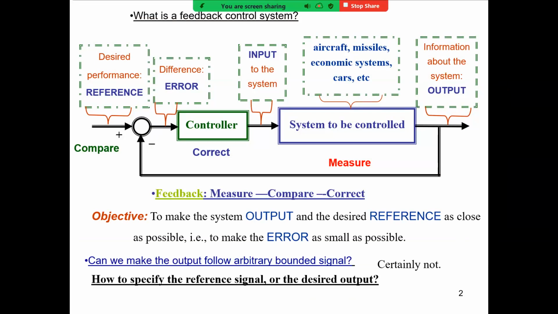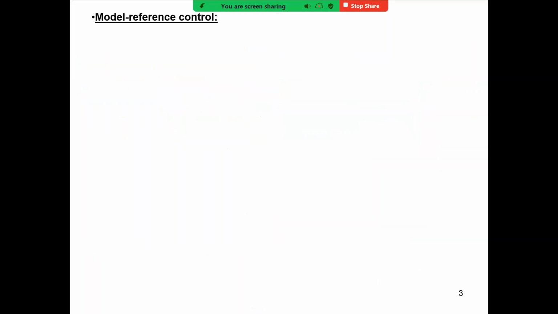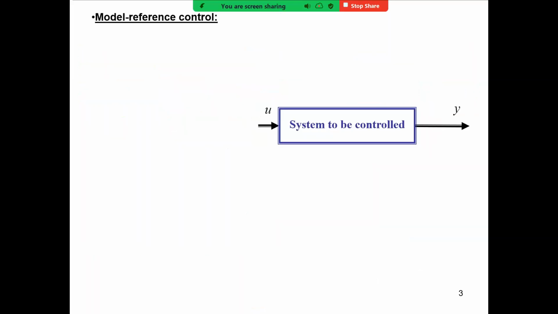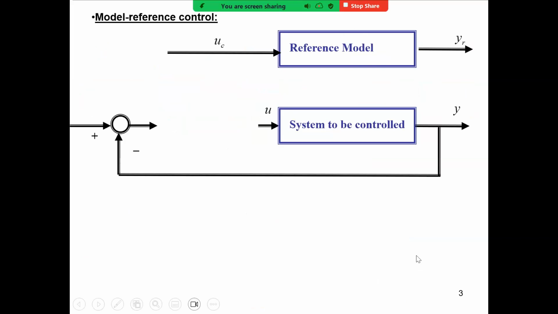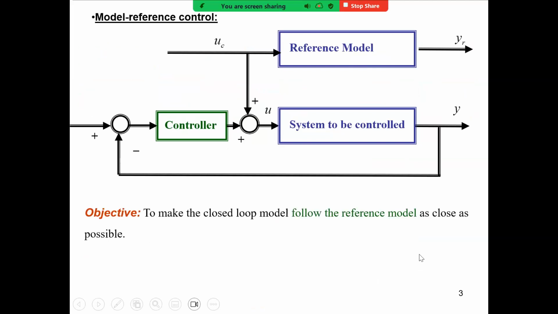So how do we specify the reference signal or the desired output? Then you are going to use the performance requirements to design a reference model, such that the reference model can meet all the requirements. Then we change the problem into a model reference control. So you first design a reference model, and then you try to design the controller such that the transfer function from the command signal to the output follows the reference model.